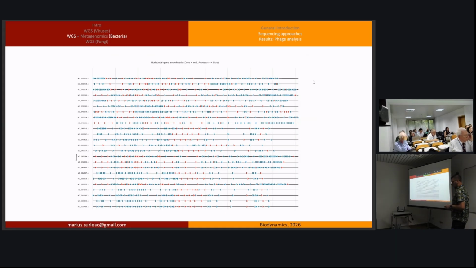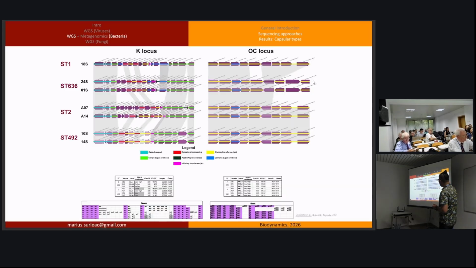We can also look at other potential vectors for transmission, like phages. In this case, we analyzed some phages from bacteria, and we can look at the genes. All the genes in each phage are shown as arrows, and the ones in red are the core genes that are really important for the phage, and the other ones in blue are accessory genes in the phage.